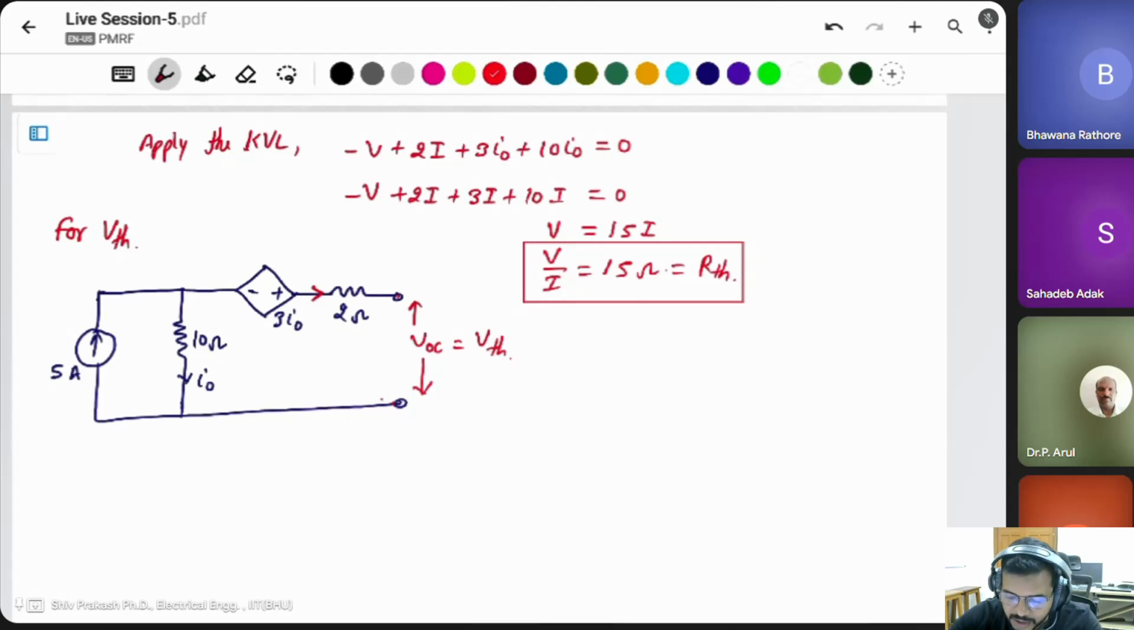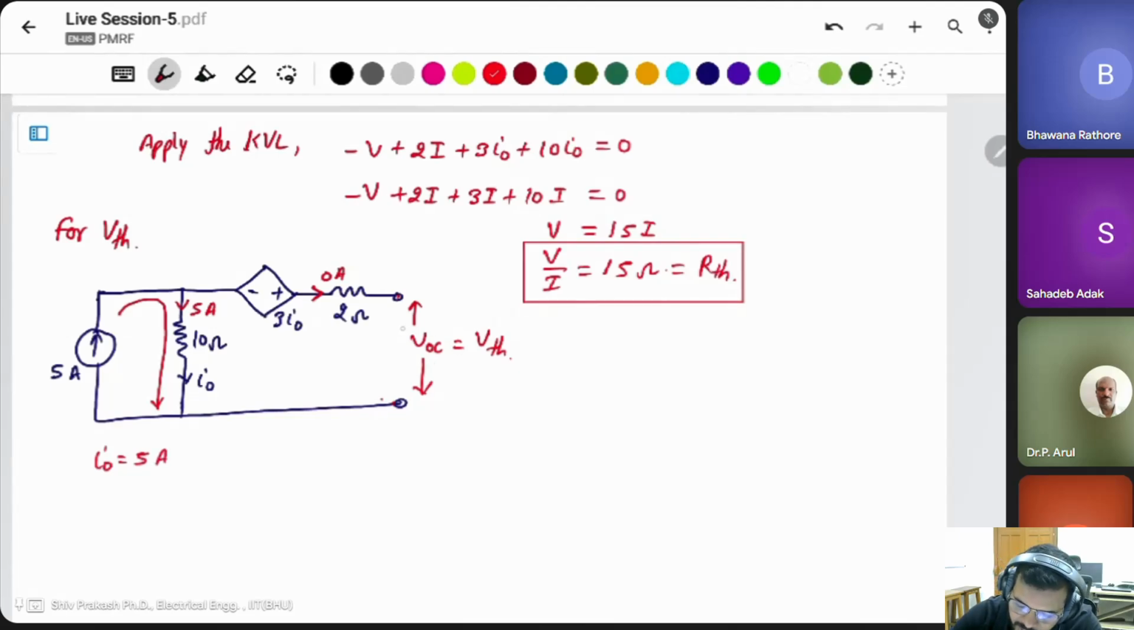If the circuit is open circuit, then the current will be 0 ampere. It means current is not flowing through this branch. It means the whole current is flowing through this only. It means all 5 ampere current is flowing through this 10 ohm resistor. And simply you can say I naught is equal to 5, because all the current is flowing through it.